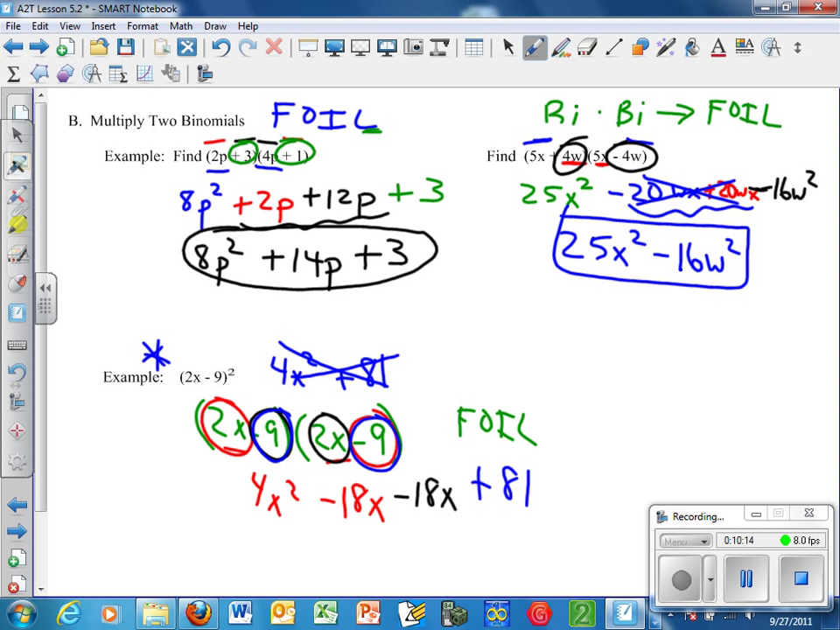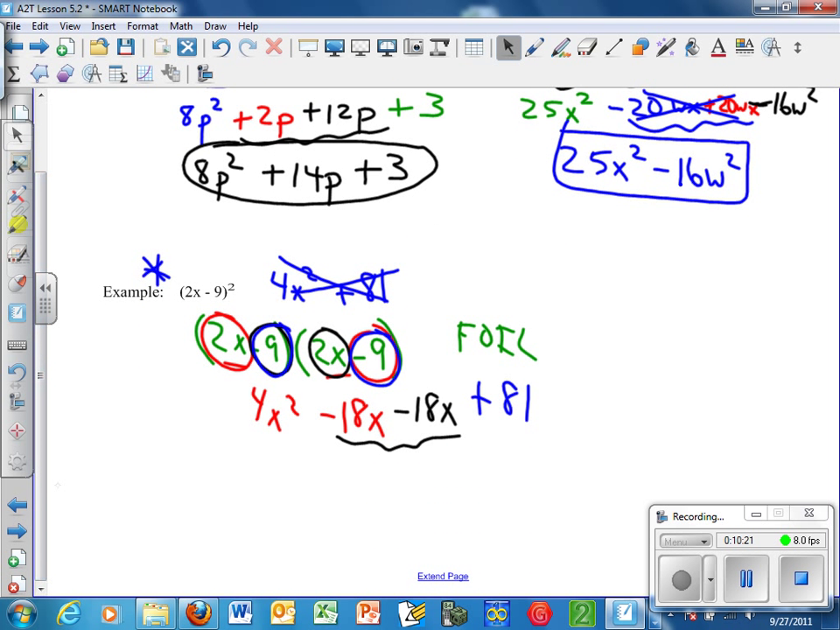Combine like terms. These two in the middle here are like terms. So we're going to combine them. And I get 4x squared minus 36x plus 81. Okay? Notice, there's your answer.